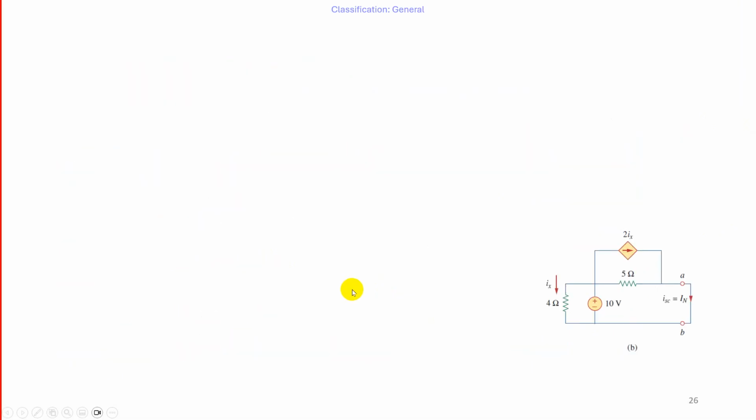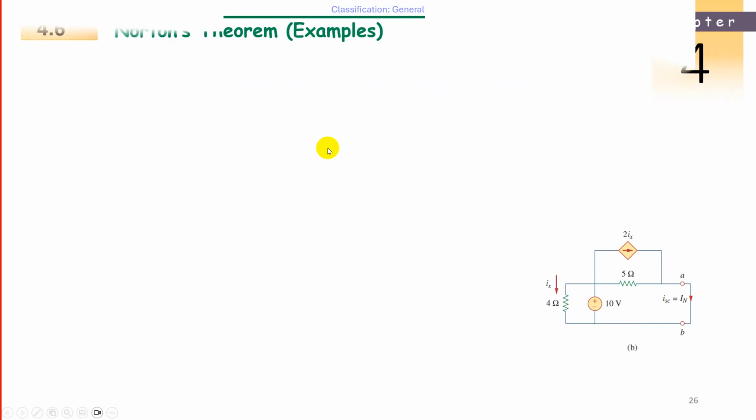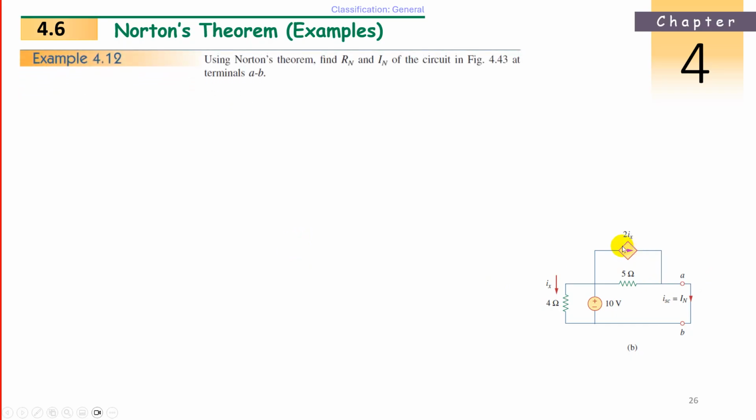Now let's go to another one. We have the last example in Norton's theorem. We have to find the Norton's current here. Let's see, we have dependent sources. Using Norton's theorem, find Rn and In of the circuit A and B. So what is the In?